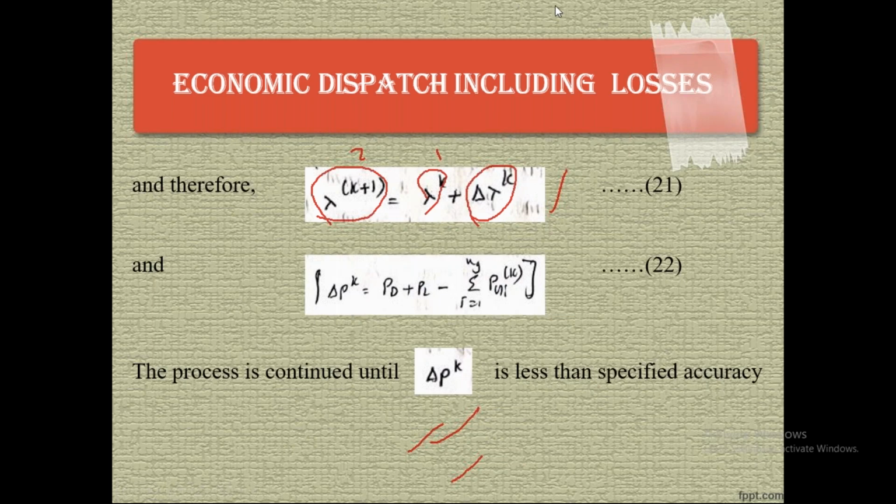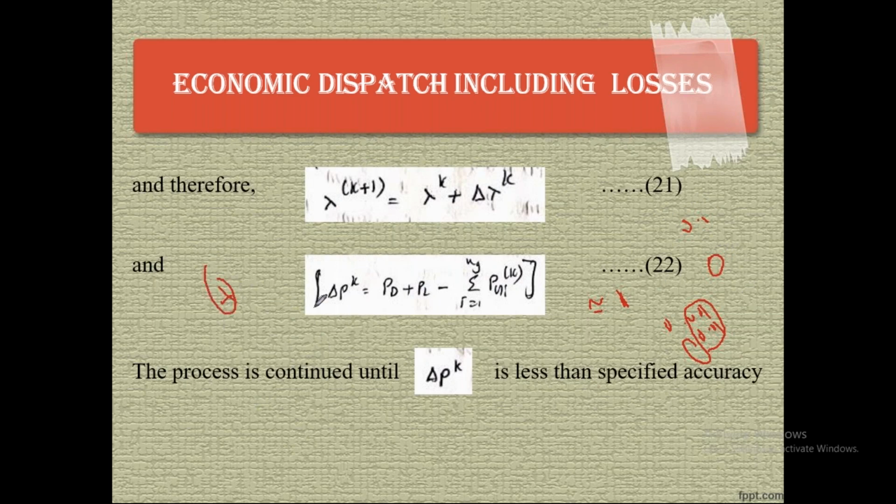And see here, the condition is that the process is continued until delta Pk is less than the specified accuracy. Specified accuracy is nothing but the value should be approximately equal to 0. Sometimes you will get 0.001, sometimes 0.01, and at that time it is okay to accept this value. It sometimes never gets to 0, so when you get 0.01 like that, you can consider that lambda is the perfect value.